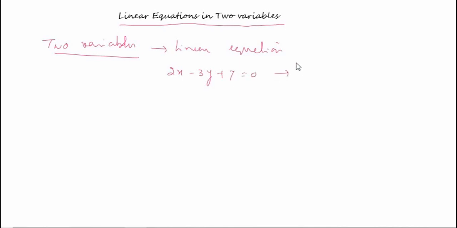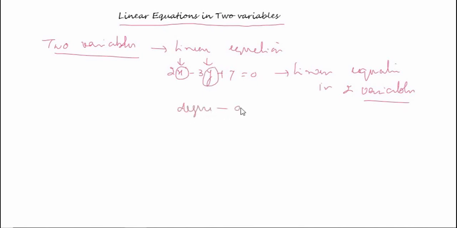This is a linear equation in two variables. Why two variables? We have two variables here. One is x, another is y. Why linear? Because in both the cases, x and y, the degree is 1. So for the equation to be linear, the degree of the variable has to be 1.